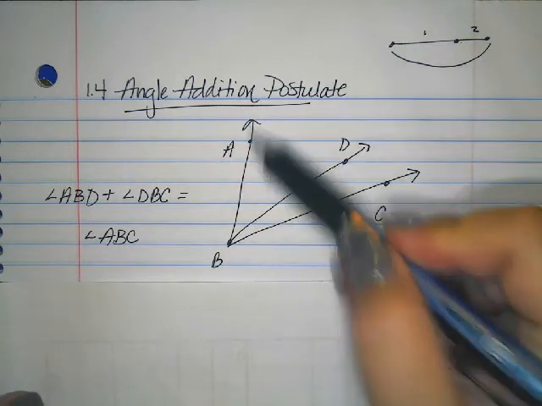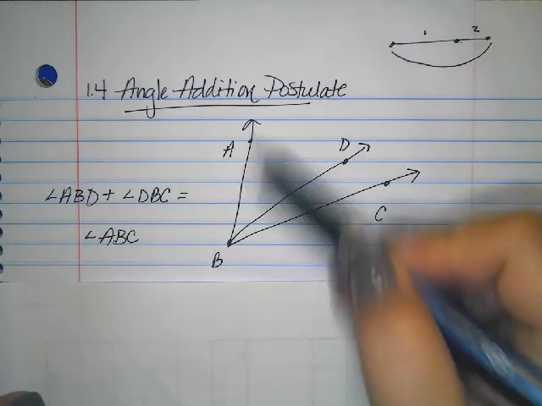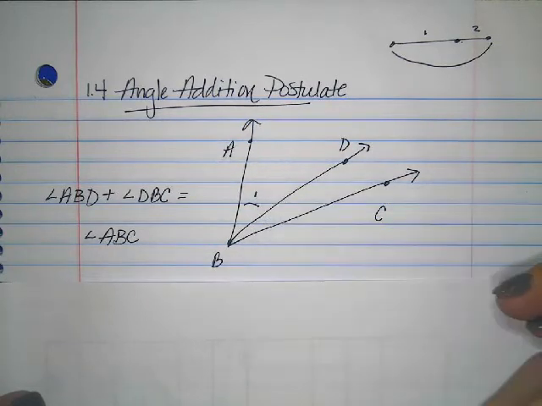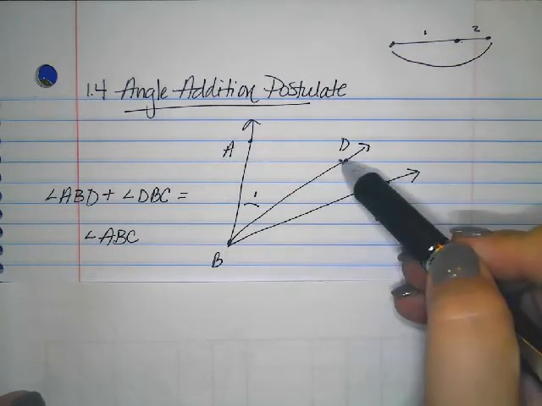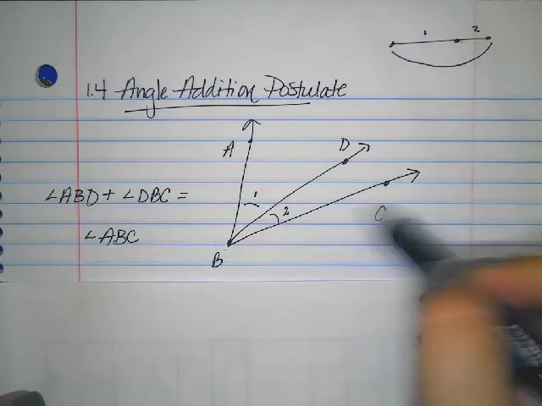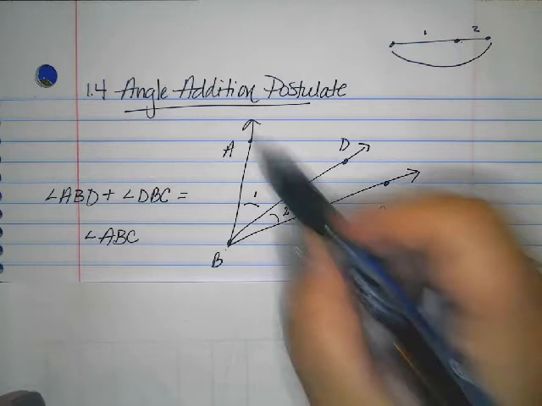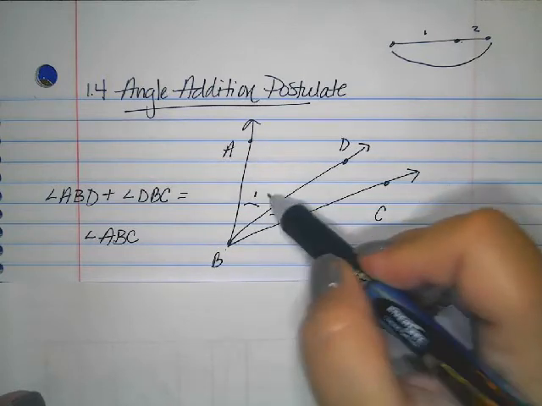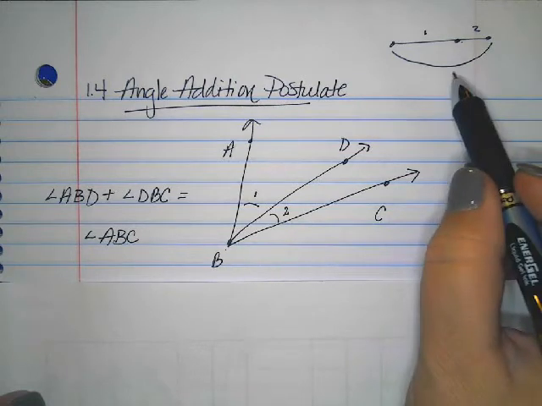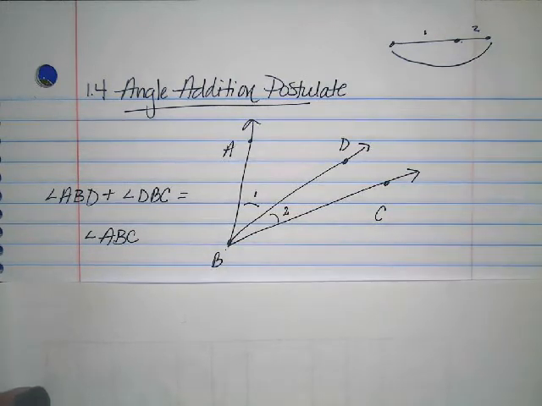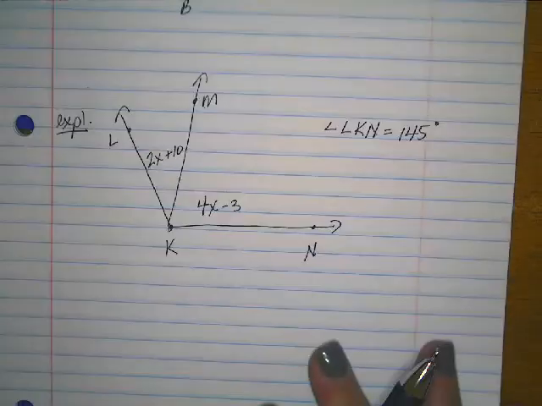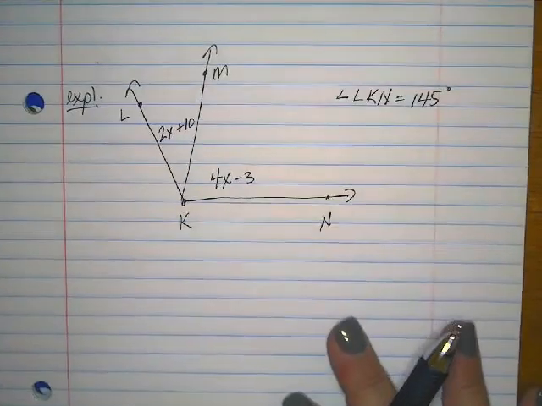So I have this whole big angle, this big angle ABC, and it's created by taking this angle right here, ABD, with this angle right here, DBC, and together it equals the whole thing. So these two little pieces add to be the whole big piece. Again, really similar to what we've done before, except instead of a segment, it's an angle. So let's get an example into our notes.